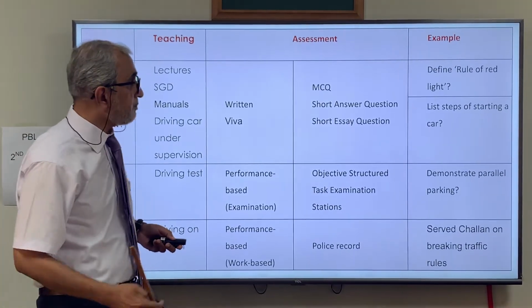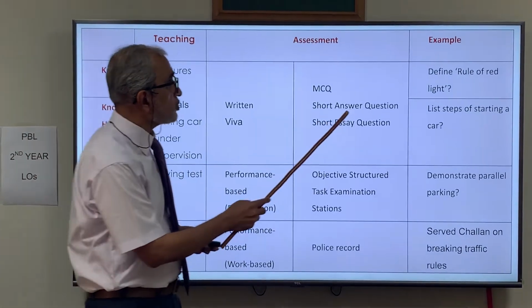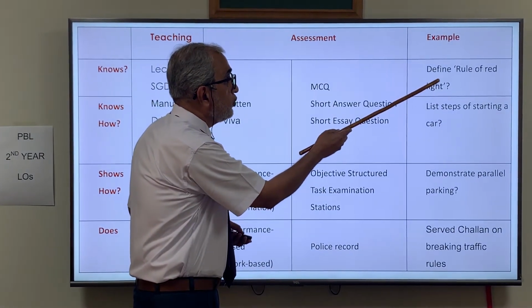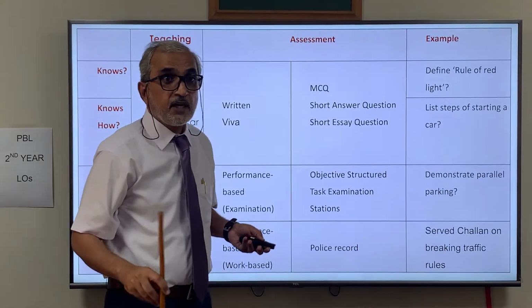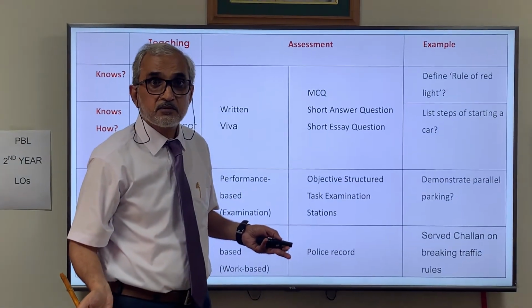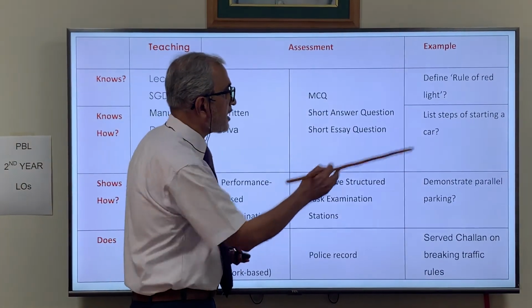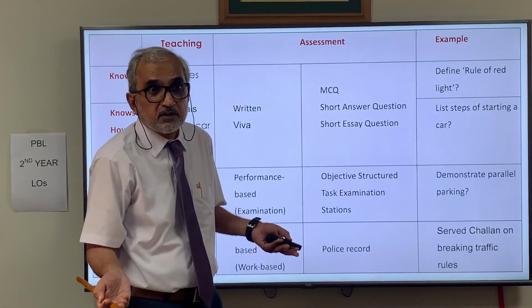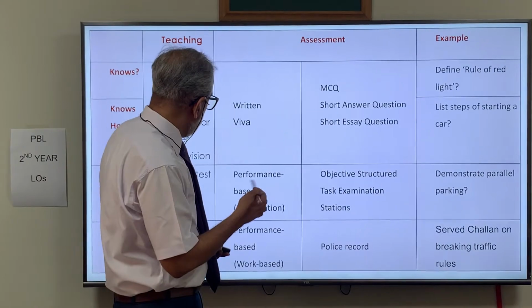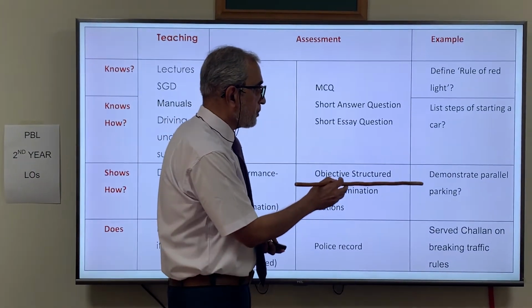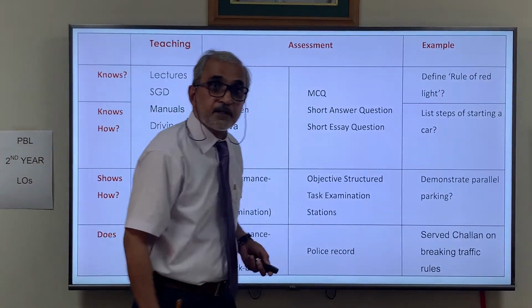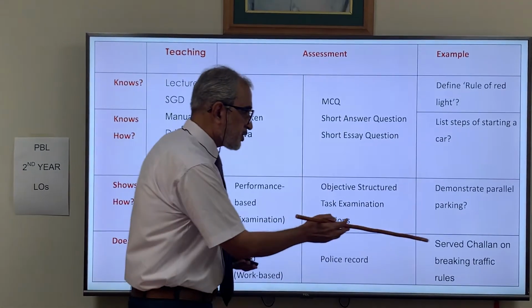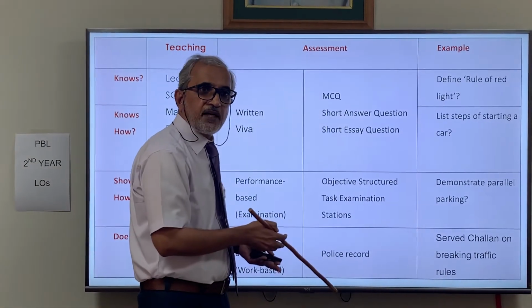Just to give you an example, for knows and knows how, one can write questions like this. Define the rule of red light, if we are asking a short answer question. It could be list the steps of starting a car, if we want to talk about a short essay question even. In performance-based, the question could be demonstrate parallel parking. And in does, serve challan; the record of that is there.